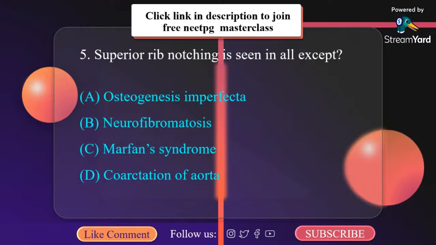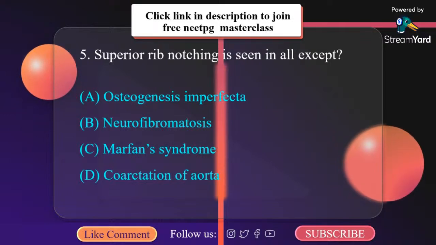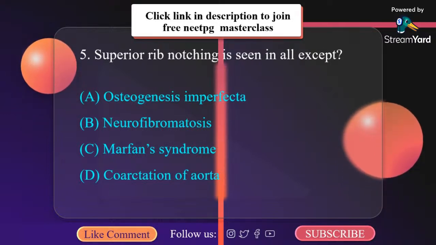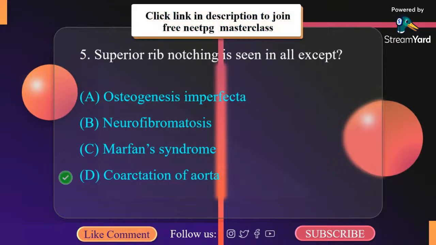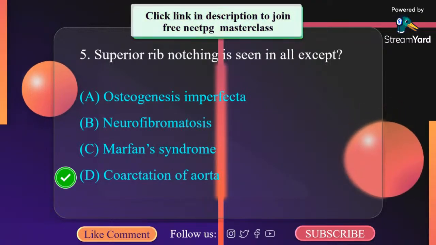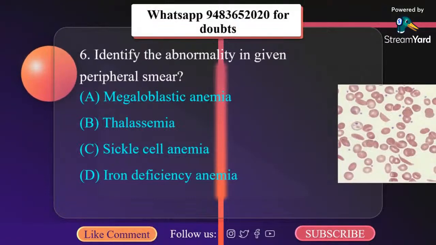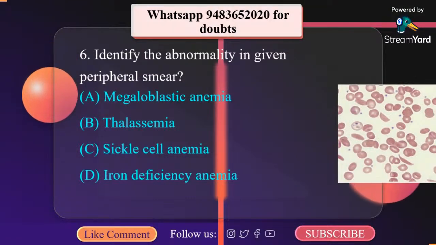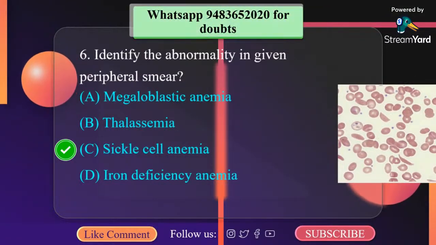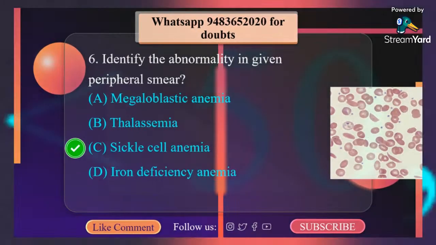Superior rib notching is seen in all except? A. Osteogenesis imperfecta, B. Neurofibromatosis, C. Marfan syndrome, D. Coarctation of aorta. Coarctation of aorta. In coarctation of aorta, inferior rib notching is seen. Abnormality given in the peripheral smear. It is sickle cell anemia. Here you can see sickle cells.